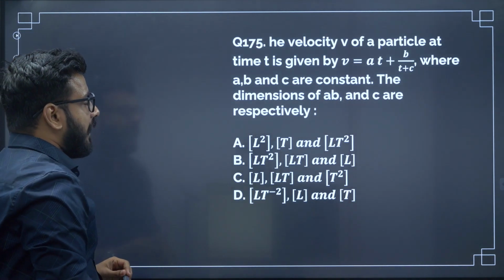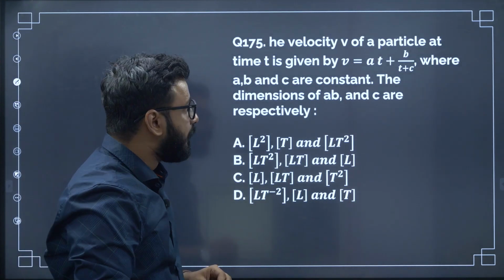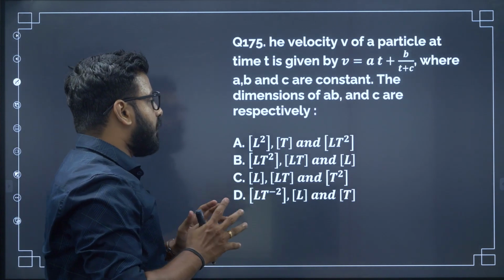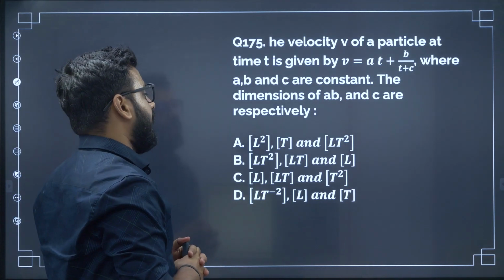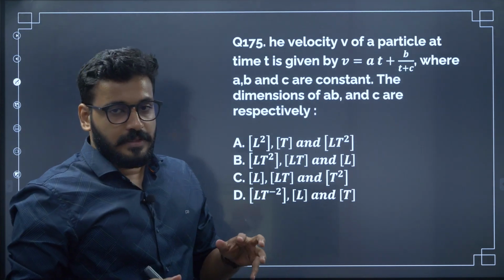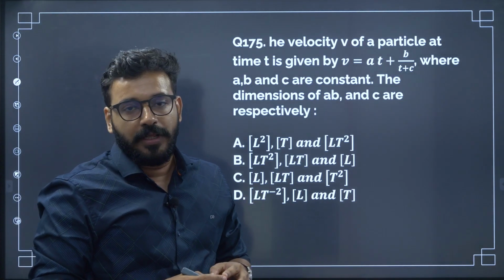Velocity of a particle at time t is given by v is equal to at plus b by t plus c, where a, b, c are constants. The dimensions of a, b and c are respectively. Now you see, there is a big dimensional rule that I need to tell you.